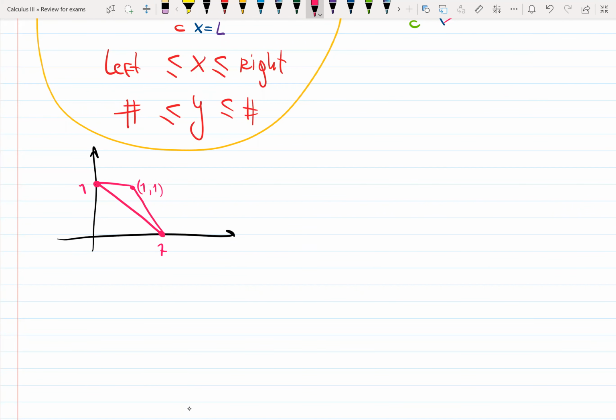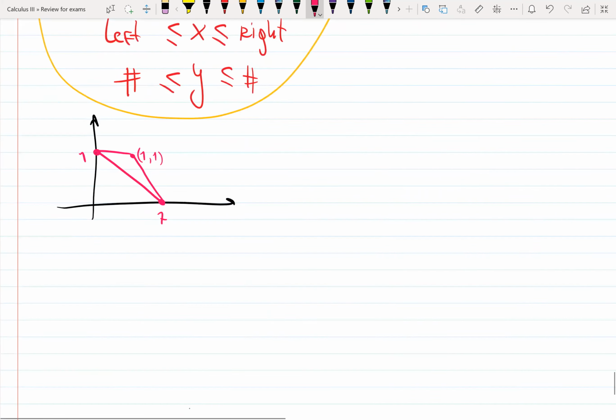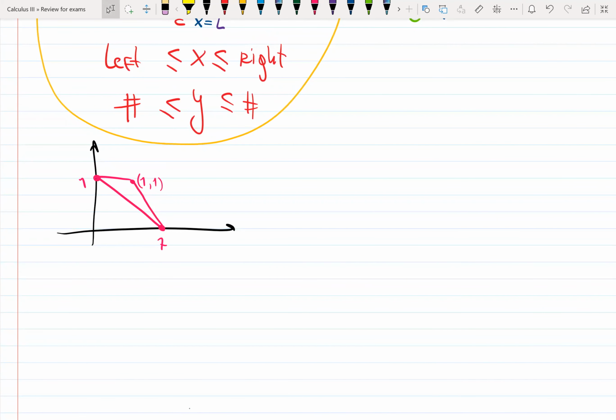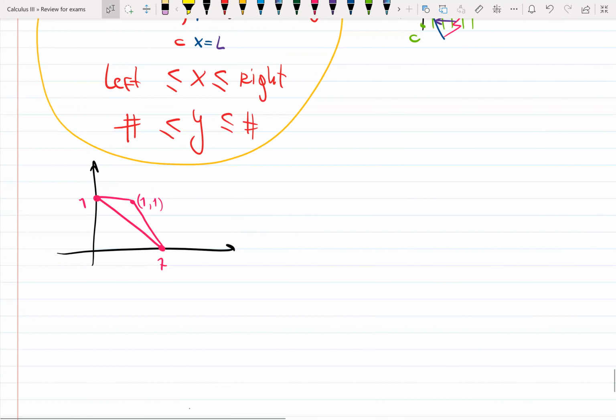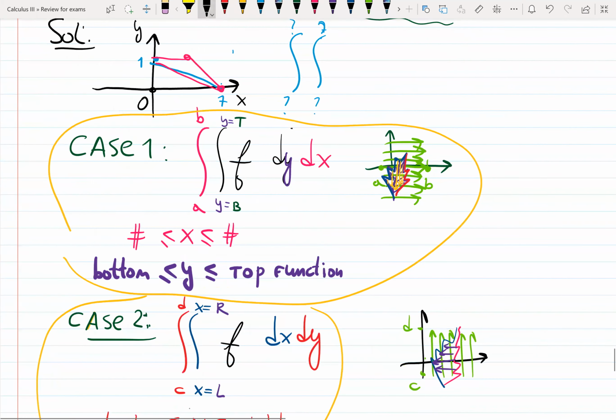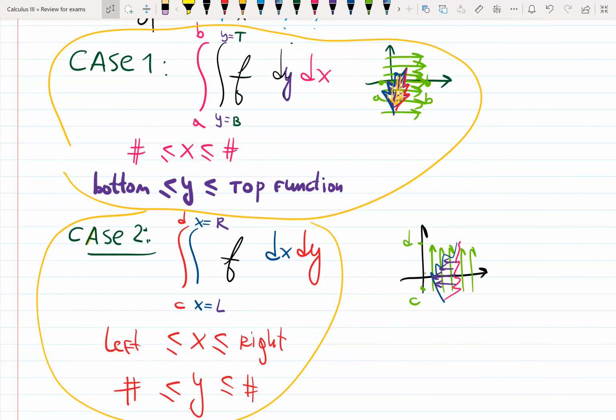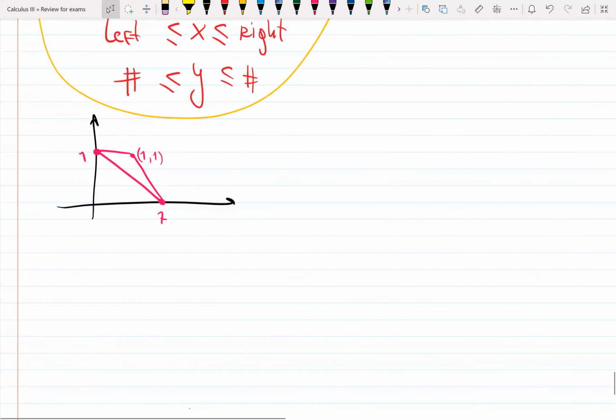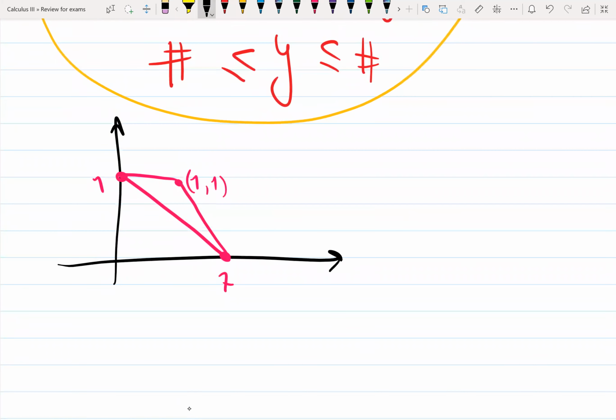So which case is that? And you're like, well, let's try the case. So you can choose right now. That's the thing. And sometimes both work. Like for this example, actually, both will work. Top and bottom, right and left, both are going to work. Sometimes one example is easier than another example.